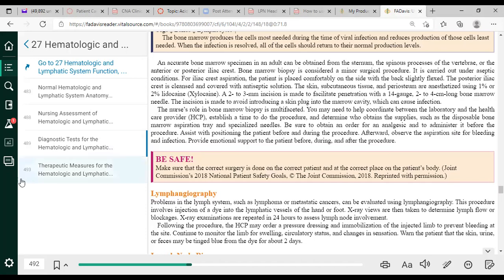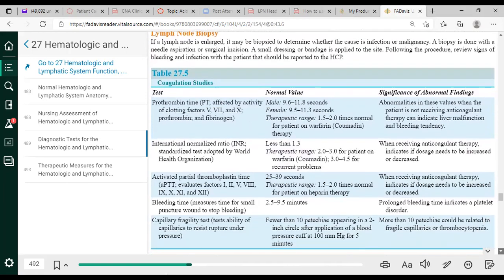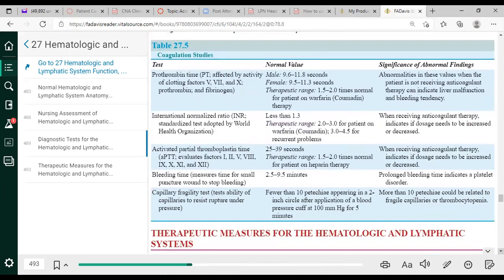Okay, thank you. And it talks about a lymphangiography. Whenever you hear the word graphy, what does that make you think? Examination of the lymph. Yeah, some type of examination, some type of visual examination. Yeah, some type of equipment like X-ray, that type of thing. Like they're going to do something like that, where you're just breaking the information down to make sure you all understand it. They talk about coagulation studies.